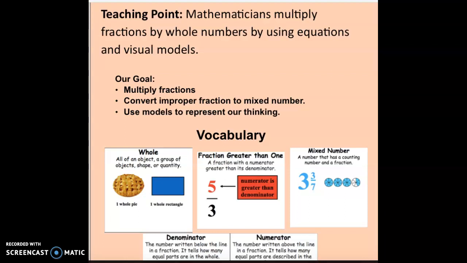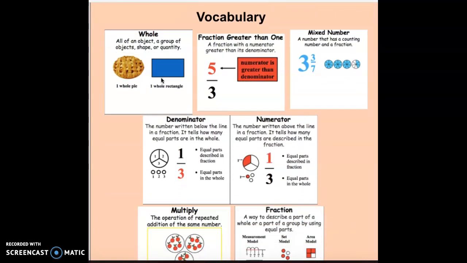So today we're going to continue with math workshop in the unit of fractions. The teaching point today is mathematicians multiply fractions by whole numbers by using equations and visual models. So our goal for today is we want to multiply fractions. We want to also be able to convert improper fractions to mixed numbers, and we want to use models to represent our thinking.